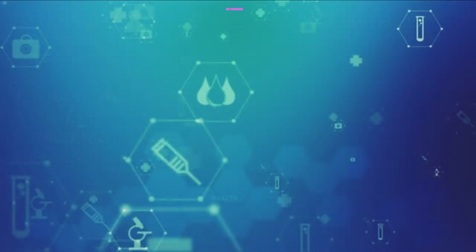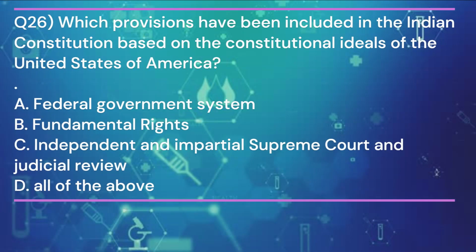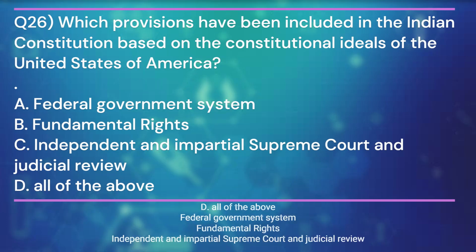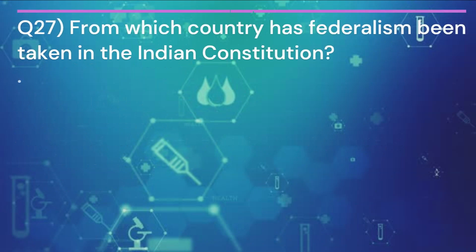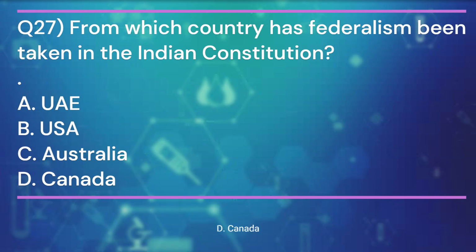Germany. Question 26. Which provisions have been included in the Indian Constitution based on the constitutional ideals of the United States of America? And the answer is D. All of the above. Federal government system. Fundamental rights. Independent and impartial Supreme Court and judicial review. Question 27. From which country has federalism been taken in the Indian Constitution? And the answer is D.